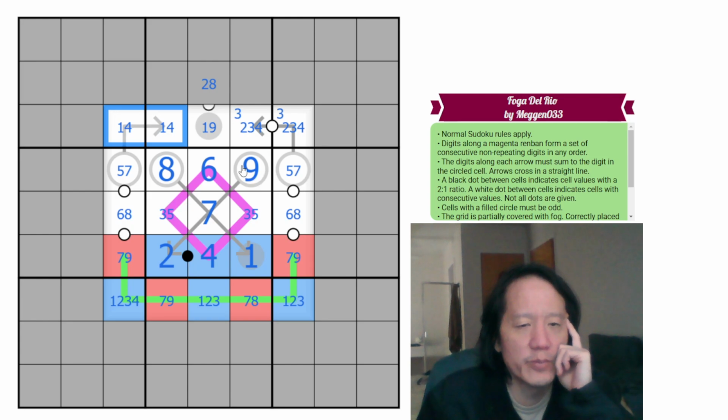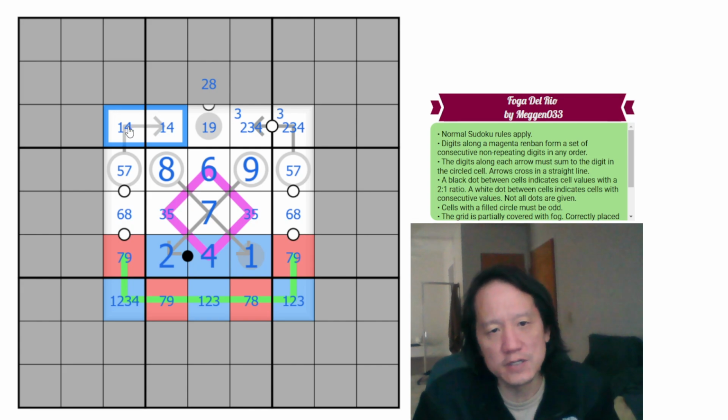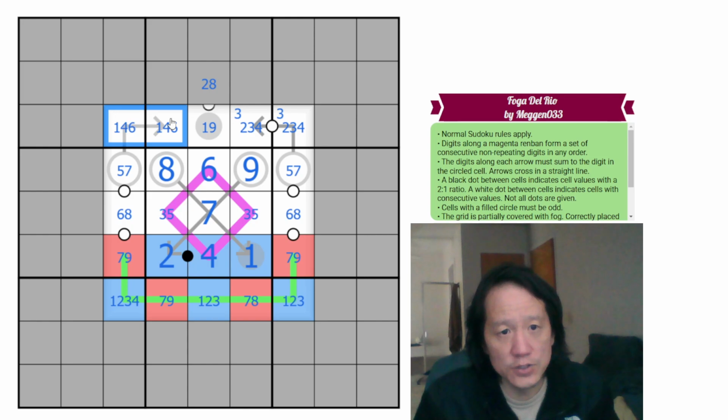Well, okay, 3 cannot be. So if this is 7, this would have to be 5, and this would be 2, 3. So this would not be 2 and 5. It would have to be 1 and 6. So either way, this has to be a 1, right?